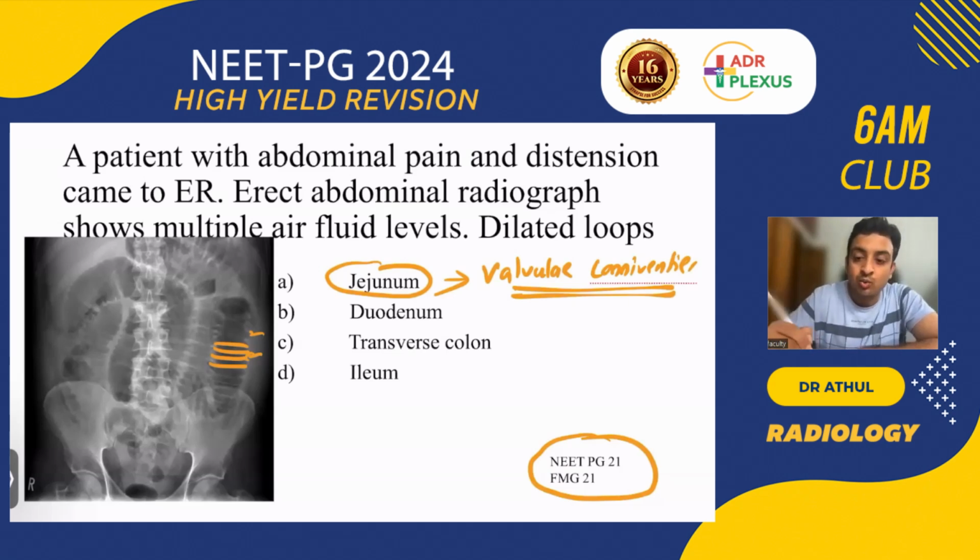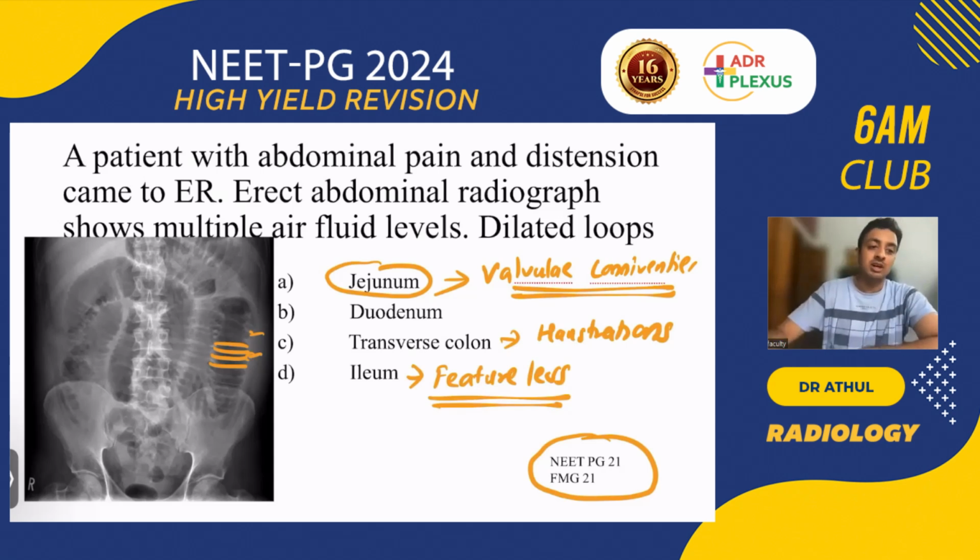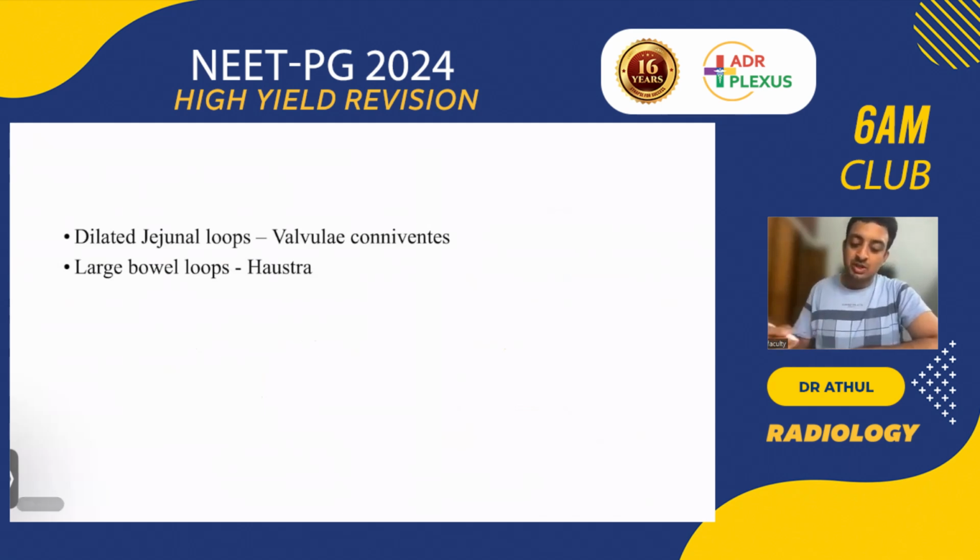So, how will the ileum be seen in a barium follow-through X-ray radiograph? What is the feature of the ileum? Ileum will be featureless. There is no valvulae conniventes, nothing. In large bowel loops, any colon, what will be the feature? Large bowel loops usually have haustrations. Excellent. Haustra are the features of large bowel loop. So this is how you should remember things. These are the anatomical questions that can come regarding radiology. Dilated jejunal loops, that is valvulae conniventes. Large bowel loops, it is haustrations.